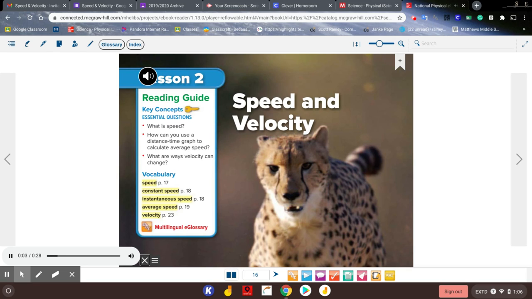Speed and velocity. Reading guide. Key concepts. What is speed? How can you use a distance time graph to calculate average speed? What are ways velocity can change? Vocabulary: speed, constant speed, instantaneous speed, average speed, velocity.